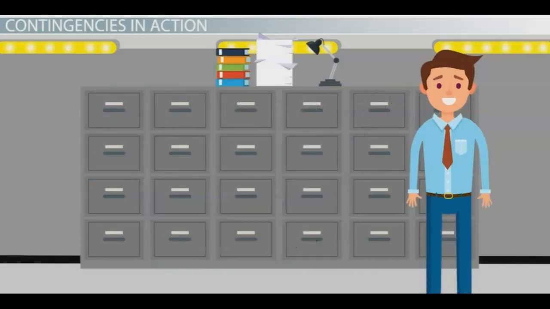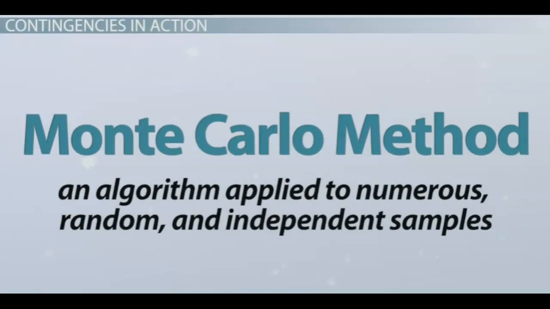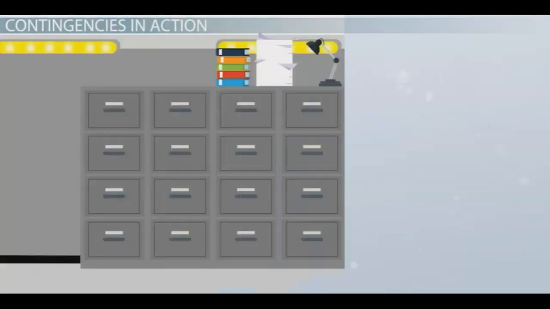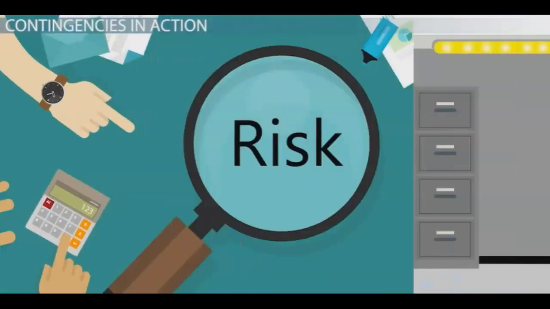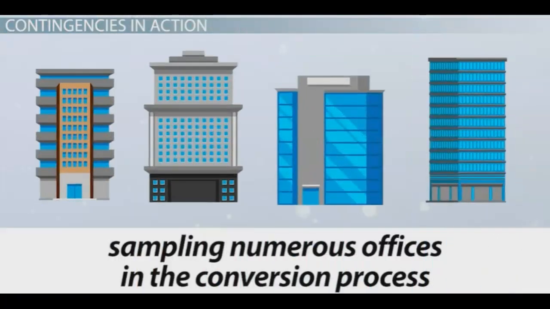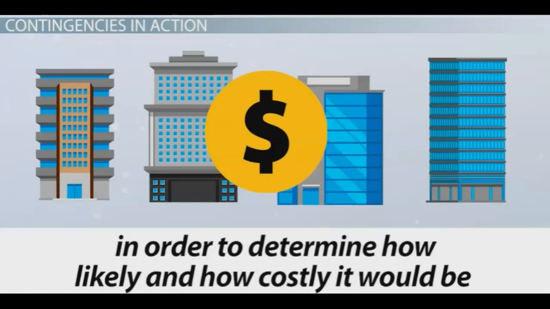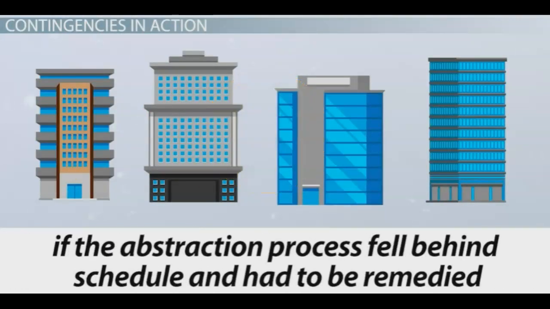One popular method for calculating a contingency is the Monte Carlo method, an algorithm applied to numerous, random, and independent samples. For the EMR conversion case study, the Monte Carlo method to calculate risk would mean sampling numerous offices in the conversion process in order to determine how likely and how costly it would be if the abstraction process fell behind schedule and had to be remedied.